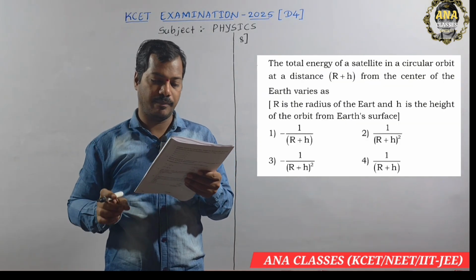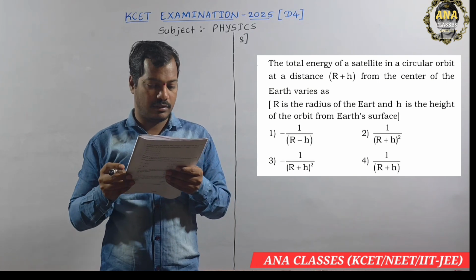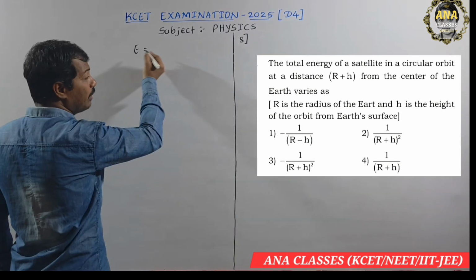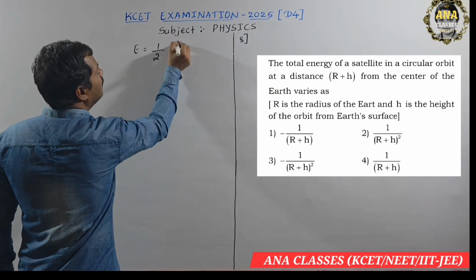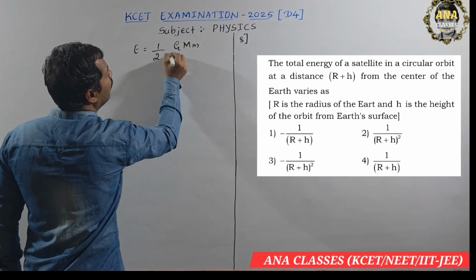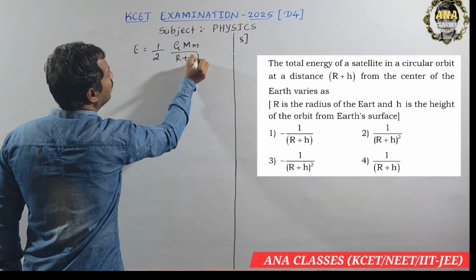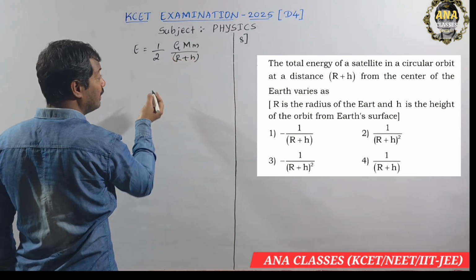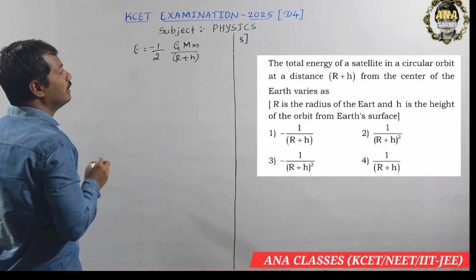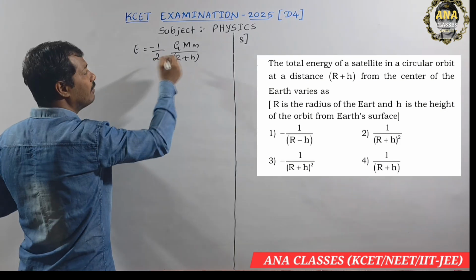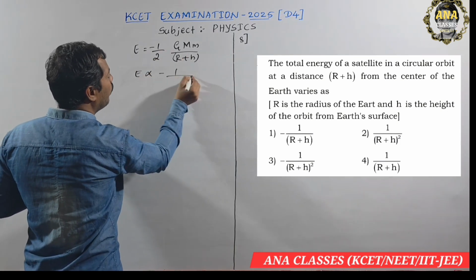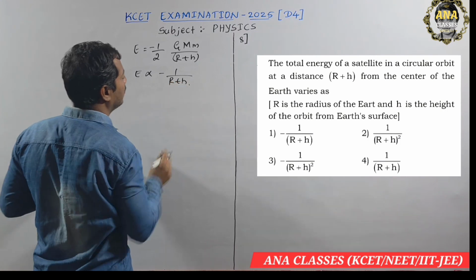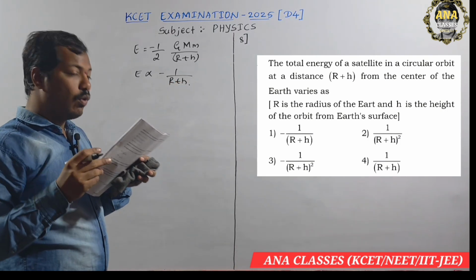Then the next question: the total energy of the satellite in a circular orbit at a distance r plus h from the center of the earth varies as. The total energy formula is 1 divided by 2 GM divided by R plus H, but the potential energy is negative, so it is minus. If you cancel all the constant values, E is proportional to minus 1 divided by R plus H is the answer. So the answer is 1.